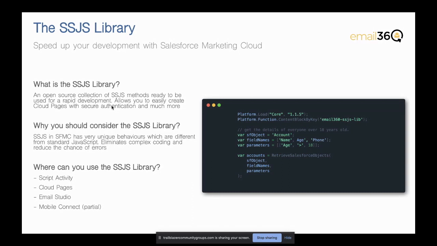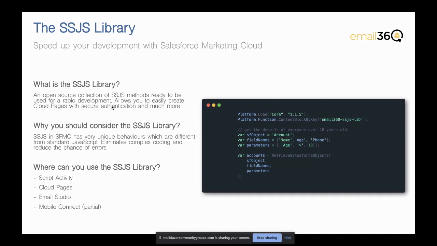you have to do with normal SSJS. In cloud pages, it allows you to, as Eliot showcased as well, use external services, but also the SSJS library helps you to make cloud pages more secure, enables authentication, and has a lot of helper functions to really speed up your development process.